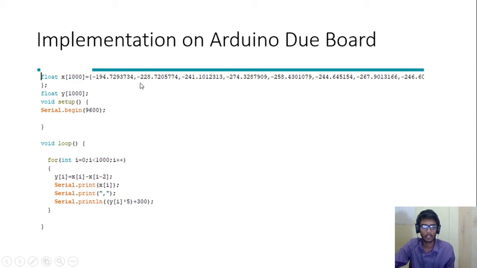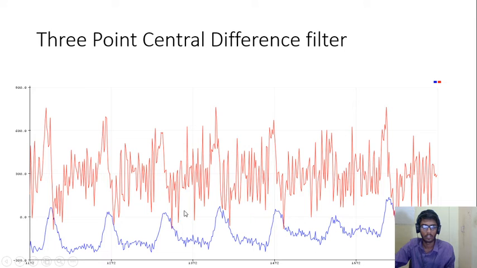Now again we'll implement this as well on the Arduino Due board. You can see the sample size is 1000 and we just replace x of i minus 1 with x of i minus 2. You can see the 3-point central difference filter does work similar to the first order difference filter, but the difference in the curve is quite observable. You can see how big these portions are, enhancing or showing the fact that there are peaks present in these parts of the input signal.